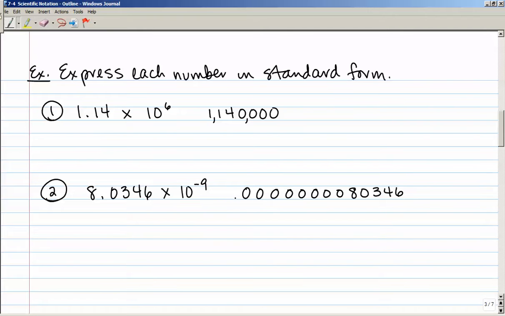7, 8. A decimal point, and I like to put a 0 in front of the decimal point so that I know that that actually is a decimal point. Let me count and check. 1, 2, 3, 4, 5, 6, 7, 8, 9, and that is correct. If you're doing one of these that has a negative exponent, it's going to have a lot of zeros in front. Be sure and give yourself plenty of room.